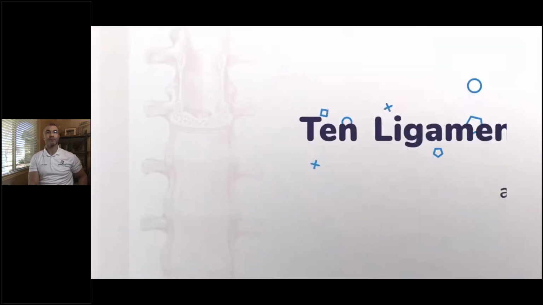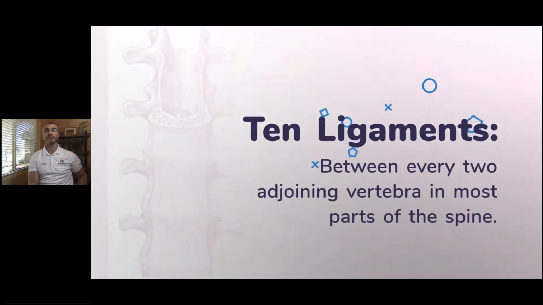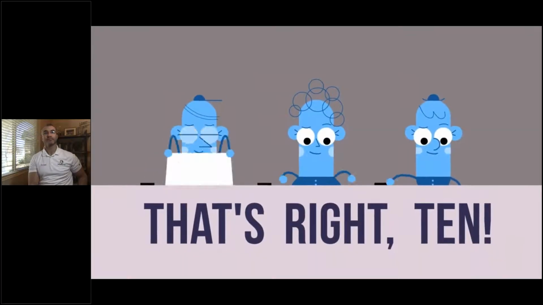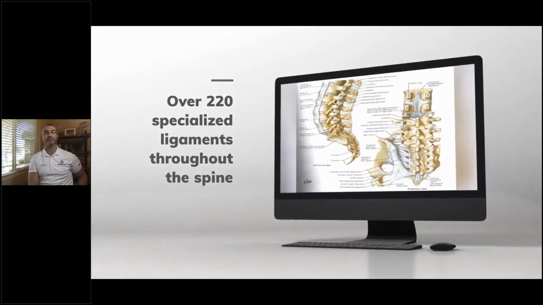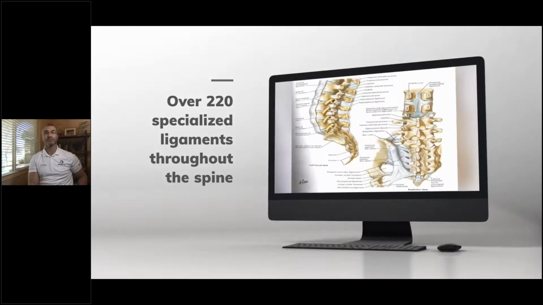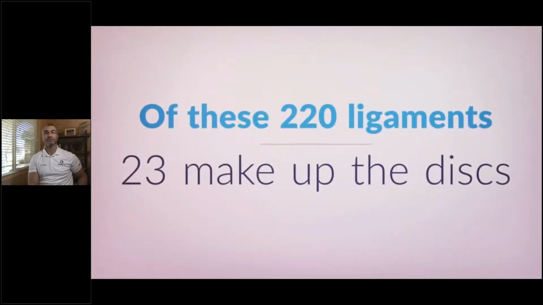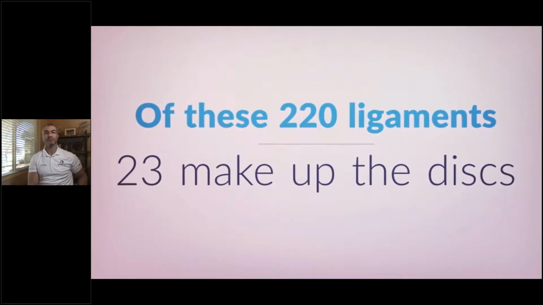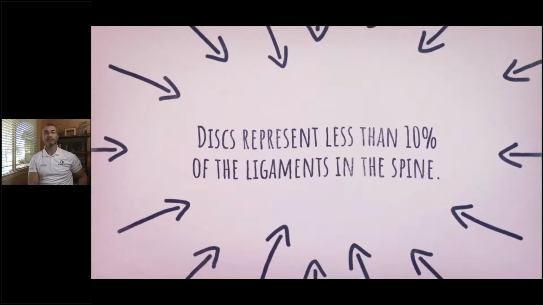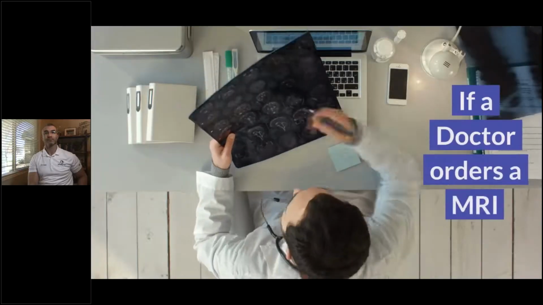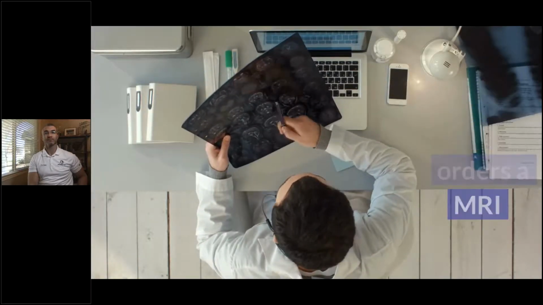There are 10 ligaments between every two adjoining vertebrae in most parts of the spine. That's right, 10. In the big picture of things, it is reported that there are over 220 specialized ligaments throughout the entire spine. Of these 220 ligaments, 23 make up the discs, meaning that the discs only represent less than 10% of the ligaments in the human spine.